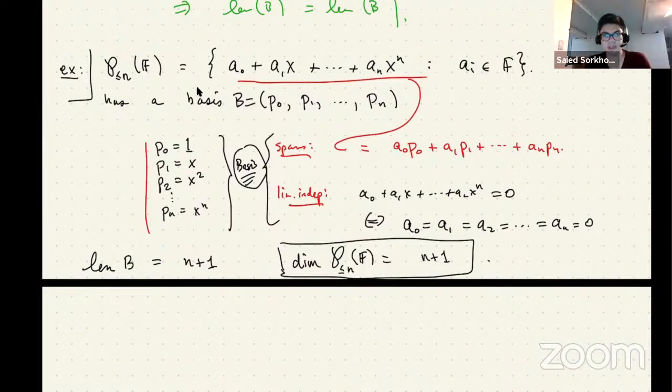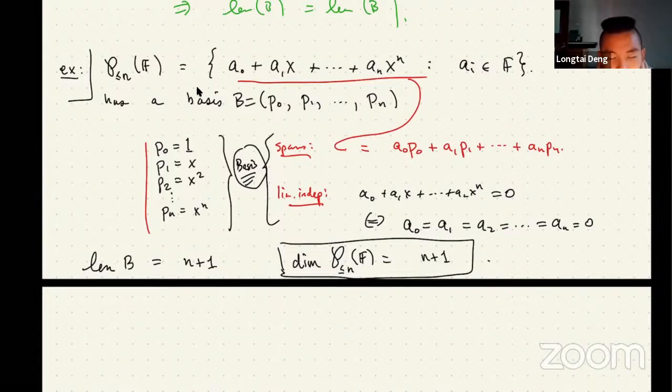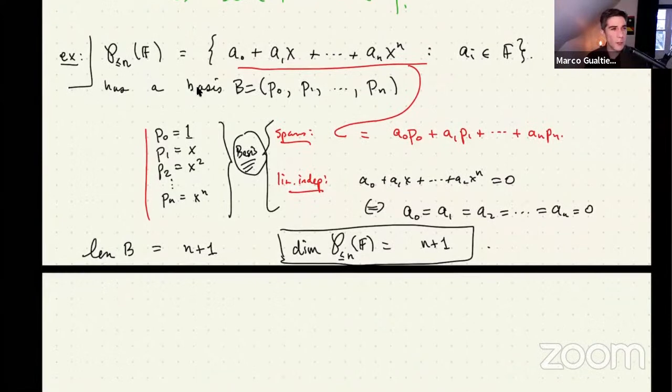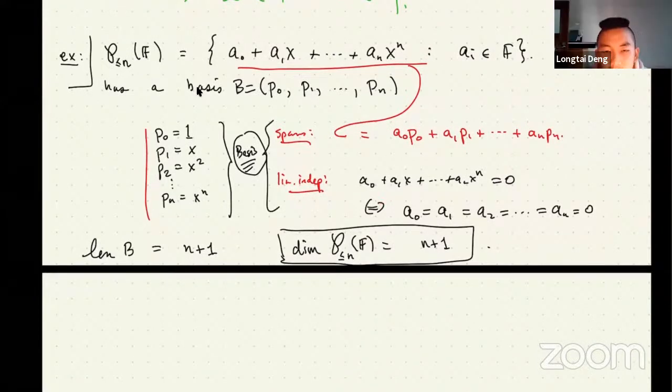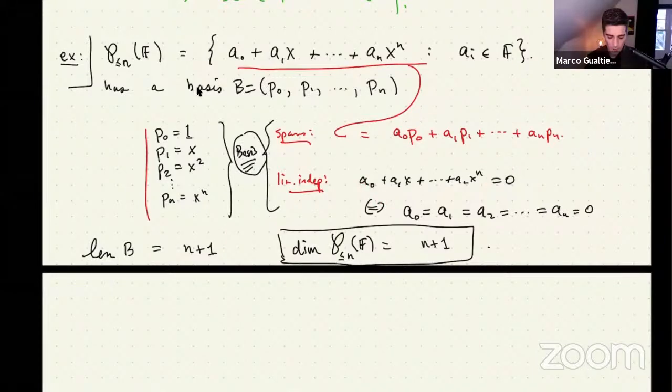Okay, so Long Tai has a question. Go ahead. So we know that in order for the linear independence part, where A0 is equal to A1, all the A's are equal to 0. How do we get that? I read the textbook. Okay, this is a good question. He's asking, if I have a polynomial with coefficients a0, a1 up to an, and if it's equal to 0, how do I know that the coefficients are 0 individually? And the point is that this is the definition of polynomials.